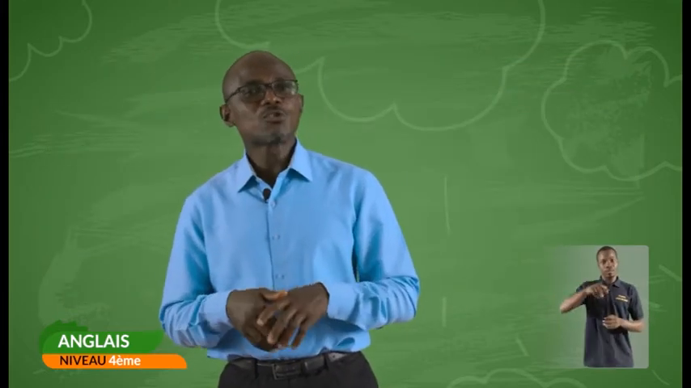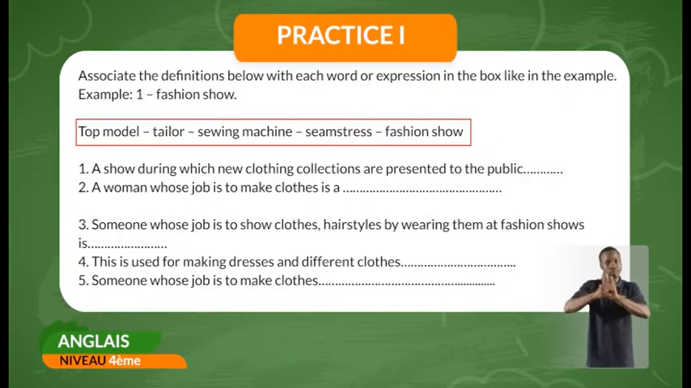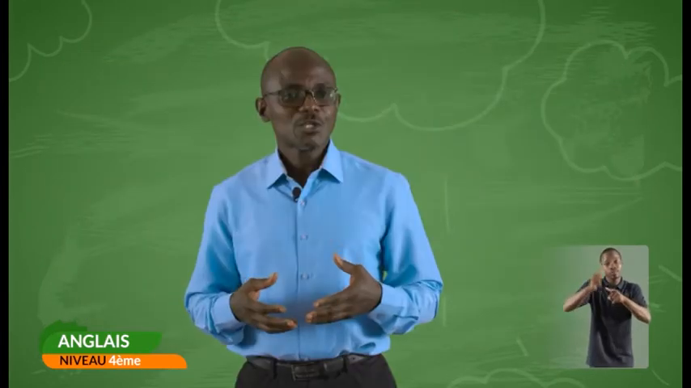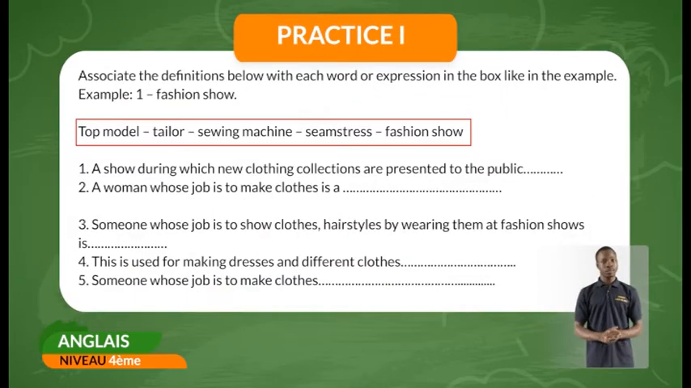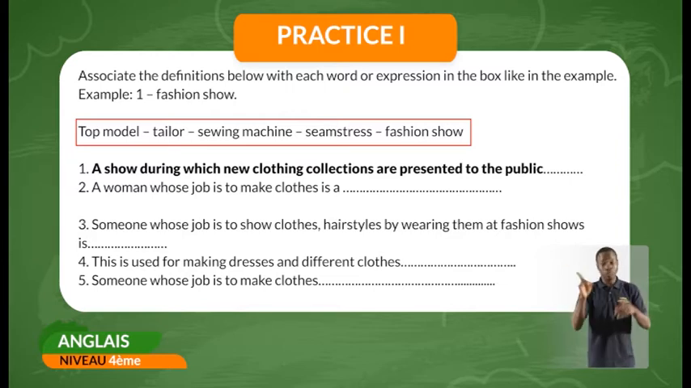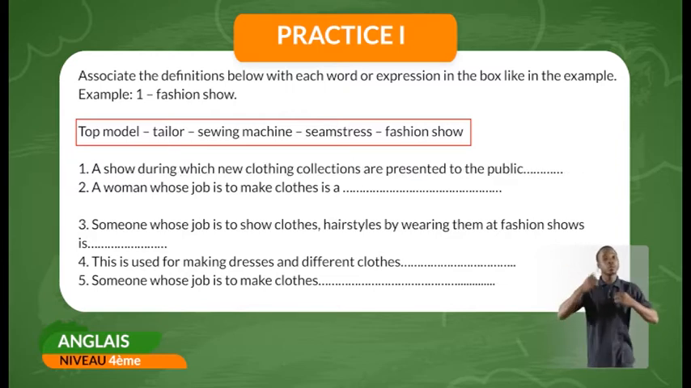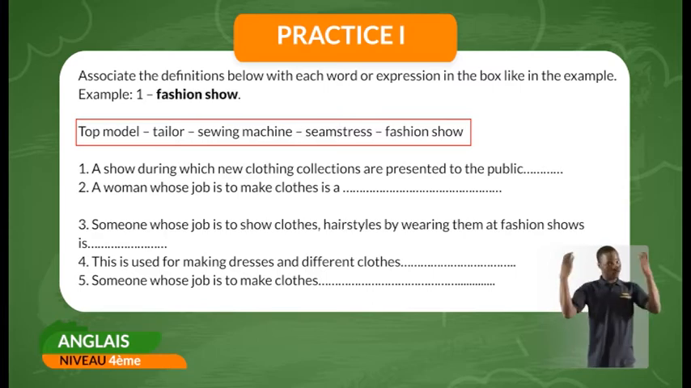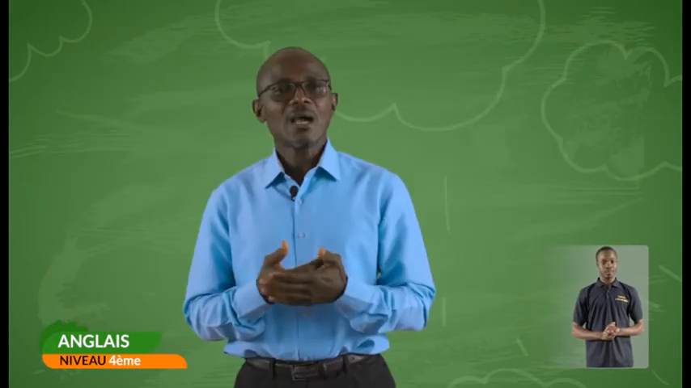Well done. Now we're going to reuse these words in a practice activity. Here are the instructions. Associate the definitions below with each word or expression in the box, like in the example. So what are you going to do here? You have some definitions. You read the definitions and you find the words. Example, a show during which new clothing collections are presented to the public is a fashion show. Now it's over to you.